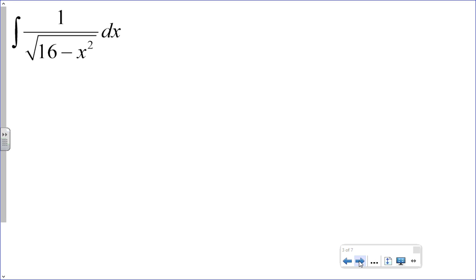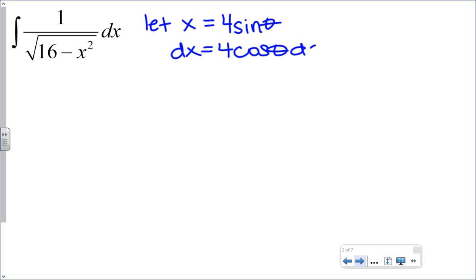We already know. So, since we have a squared minus u squared, but instead of u we have x, we are going to let x equal a sine theta. So since this is 16, we consider that to be 4 squared minus x squared. So x is going to be 4 sine theta, which means dx is 4 cosine theta d theta.